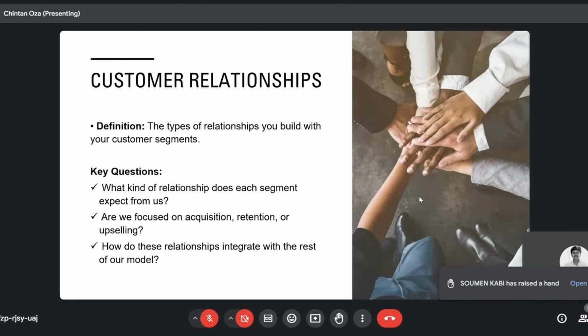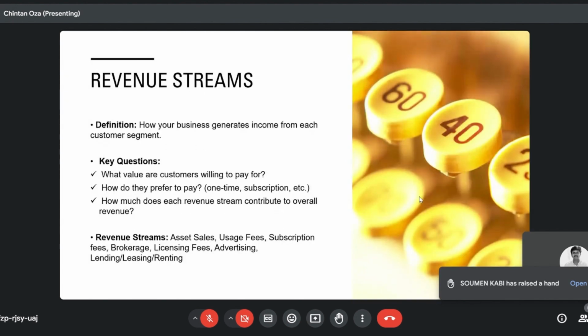How do these relationships integrate with the rest of our model? These are the simple questions. If you ask the founder and document its first natural reaction, then you will be able to get the right answer. All right. Next component is revenue stream.